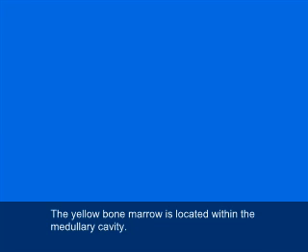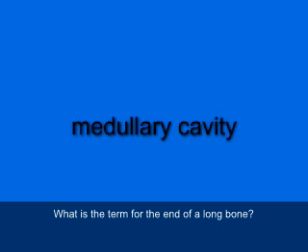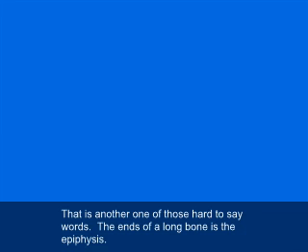The yellow bone marrow is located within the medullary cavity. And what is the term for the end of a long bone? That's another one of those hard to say words. The ends of a long bone is the epiphysis.